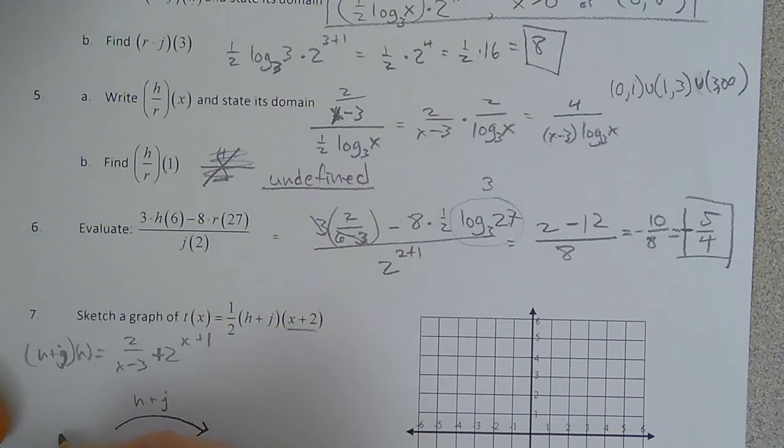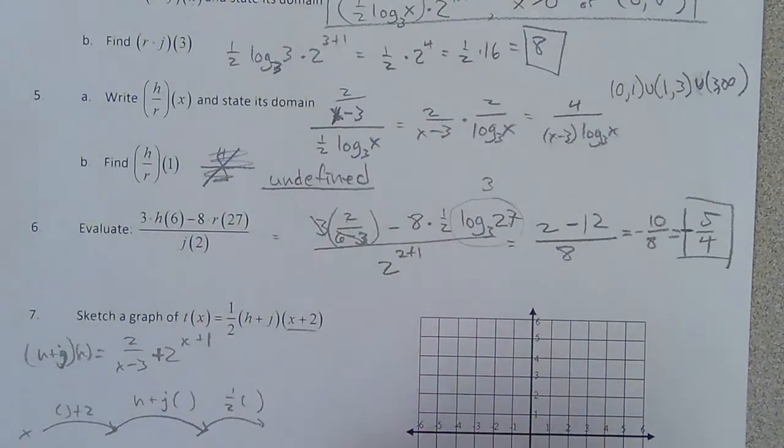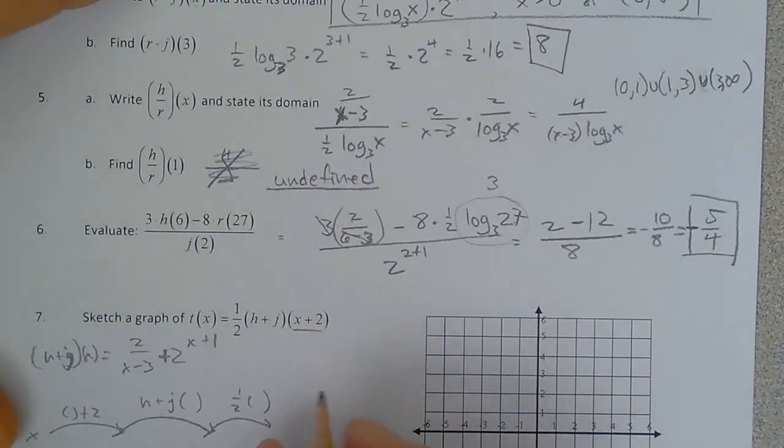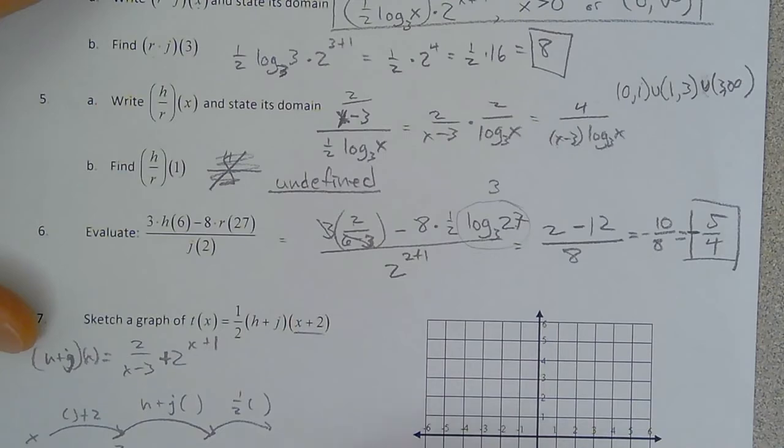Starting with the x, we started with the x and we added 2 and that went into the h plus j of, and then we multiplied by a half. So let's see if we can grab some important points here. We know we have some issues here. Let's go ahead and just grab several of them along the way and see what we can get. So I'm going to go with -2, -1, 0, 1, 2, 3, and 4, and see if this gets us an idea of what this looks like.